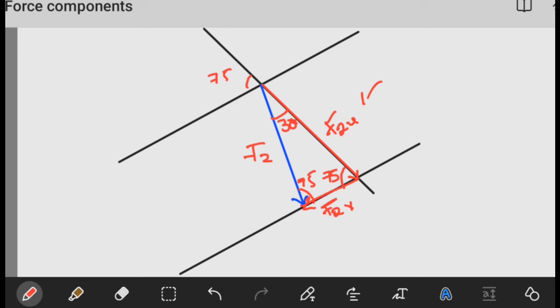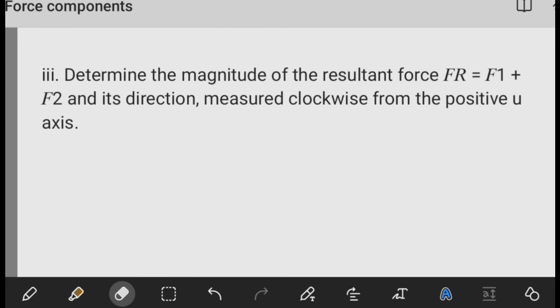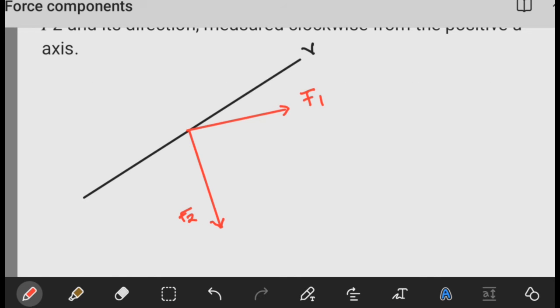Right, so we can move on to the last part of the question. Now for the last part, we now want to determine the magnitude of the resultant and its direction measured clockwise from the positive u-axis. Now how are we going to do that? Let's start by resketching our problem so that we can easily manipulate. For starters, I've left out the u-axis. We'll bring it back a little bit later. I've only drawn the v-axis and the two force vectors.